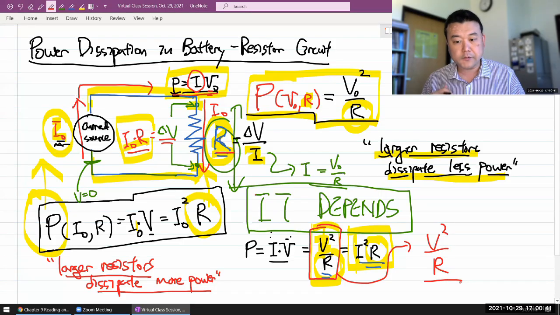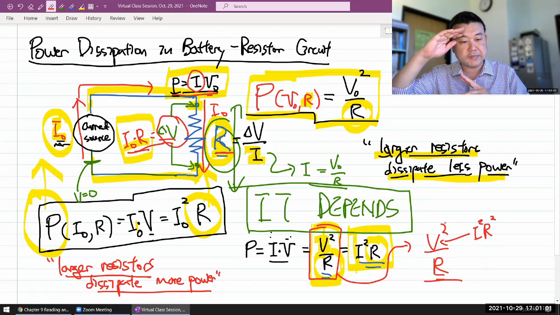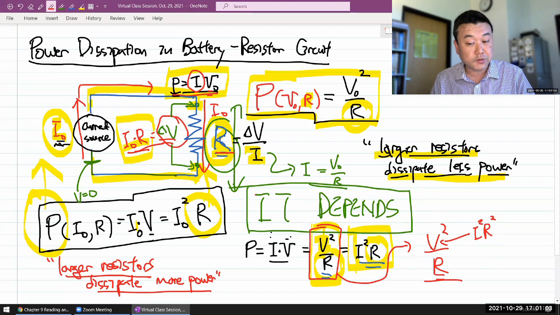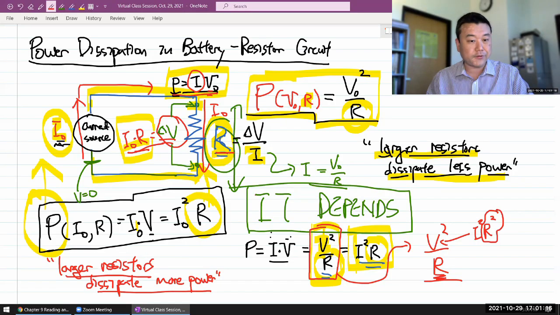The only thing you have to be careful with is that as your resistance changes, your voltage will change also. So you can see from this expression, this V squared goes as I squared R squared. So as you increase the resistance, you're increasing your voltage also. So even though your denominator increases, your numerator increases so much faster that overall more power is dissipated. And you can do it the other way around too.